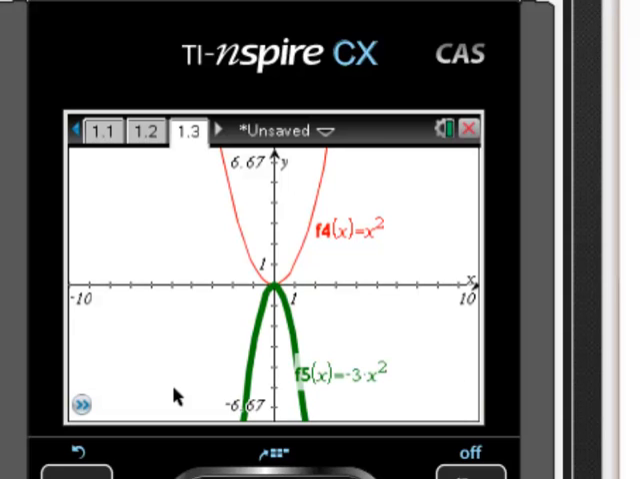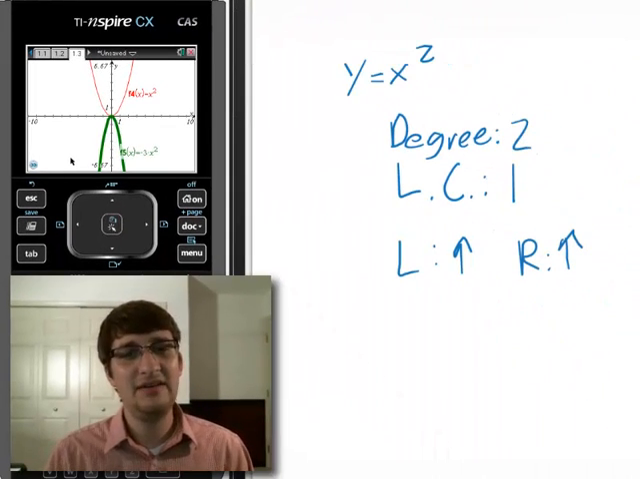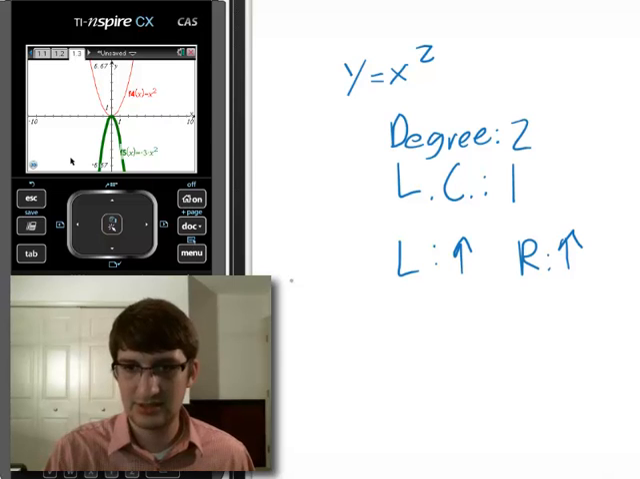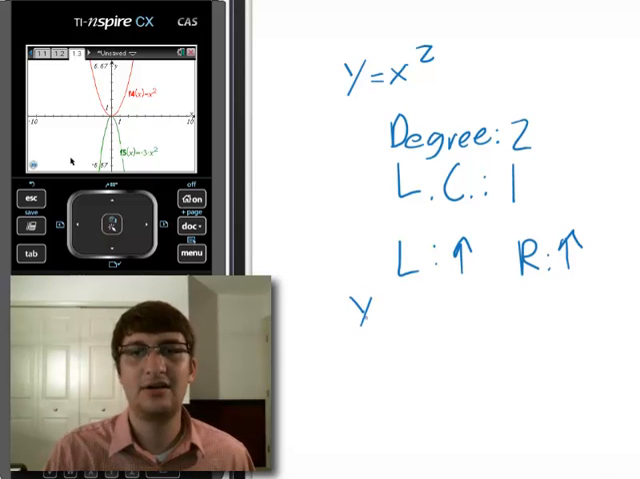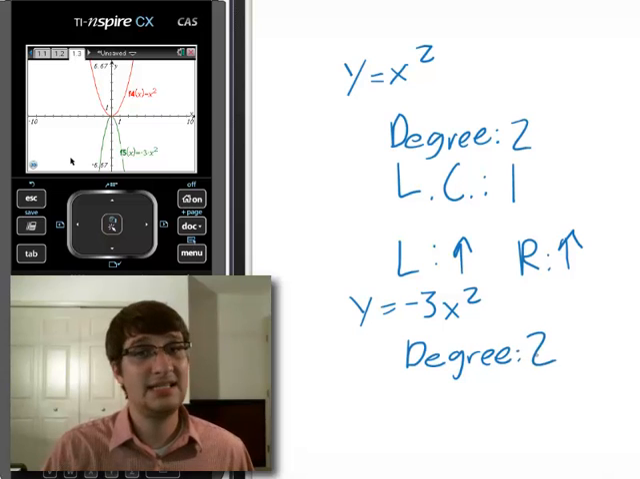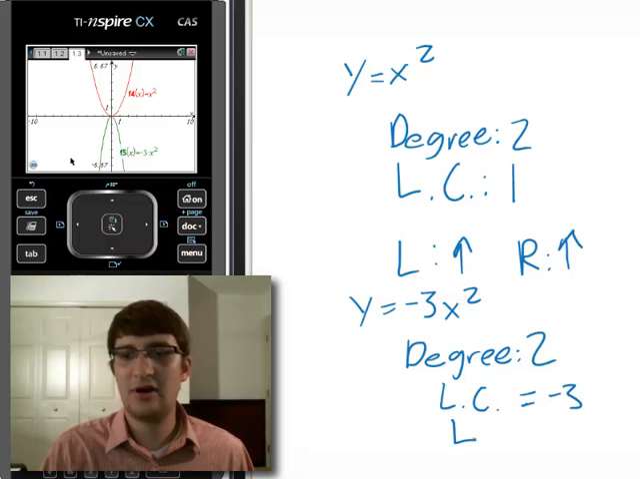Now you'll notice that this graph is pointing down. Both tails are pointing down. So that shows you that even functions with leading coefficients that are negative will have both of the tails pointing down, the left one and the right one. Okay, so let's write this equation down. The equation I used again was -3x squared. The degree was 2, just like before, except this time the leading coefficient was negative, -3. And this time our tail behavior was that they were both pointing down.